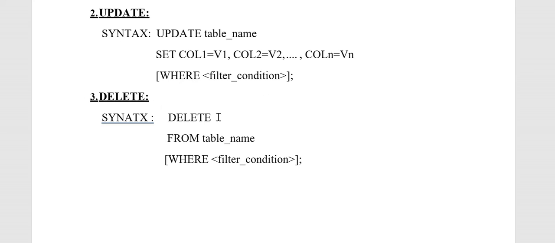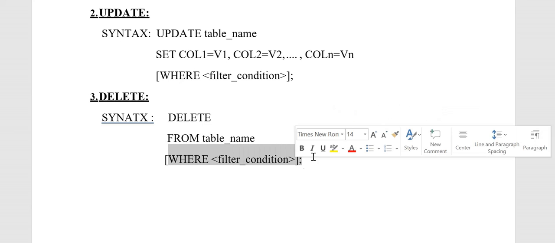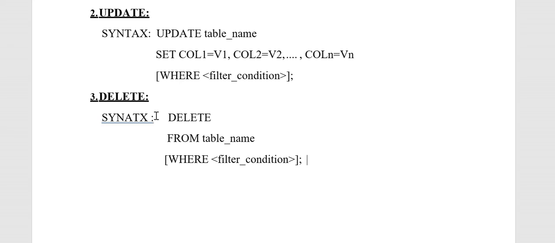And delete: delete from table name, here we are going to enter customer where customer ID equals 2, 3, like that. If you use delete, it will delete the entire row. Suppose you enter where customer ID is equal to 2, that whole row will be deleted. Row means records or fields.